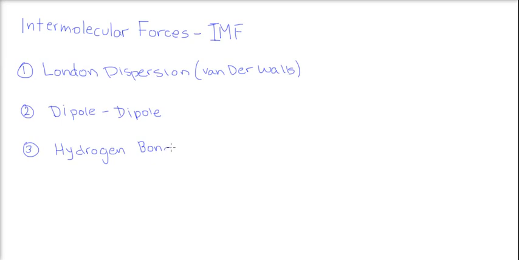So the types of molecules that exhibit these different types of intermolecular forces. For the first one, London dispersion forces are primarily predominant in molecules that are non-polar. So all non-polar molecules exhibit London dispersion forces only. For dipole-dipole, the types of molecules that exhibit this force are polar molecules.